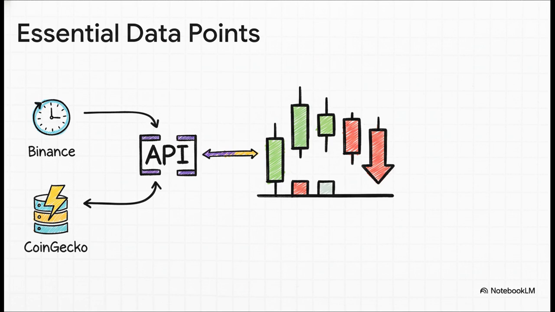So, what kind of data are we talking about here? The absolute core of it is what's called OHLCV candlestick data. That's just the open, high, low, close, and volume for any given time period. And to get this stuff, you tap into what are called APIs from sources like Binance or CoinGecko. These are just gateways that let your bot grab both historical data to learn from and real-time prices to act on.